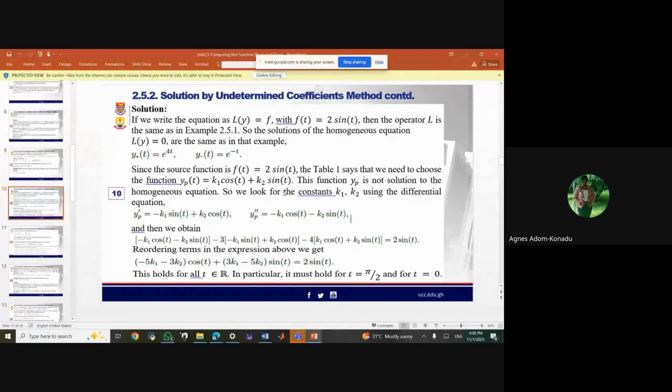I have to find my first derivative, second derivative, and substitute them into the original equation and find my k1 and k2. This is my first derivative. This is my second derivative. I substitute them into the original equation. So my second derivative minus 3 times my first derivative minus 4 times my guess is equal to 2 sine t. I take my time to simplify everything, and I'm going to get this. It says that this holds for all t in R. In particular, it must hold for t equal to pi on 2.